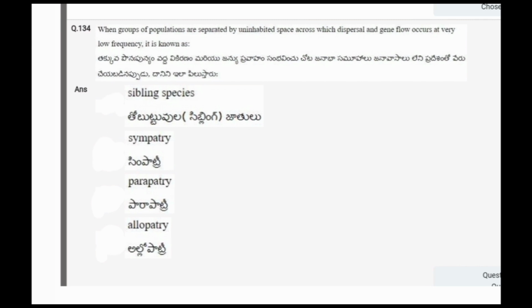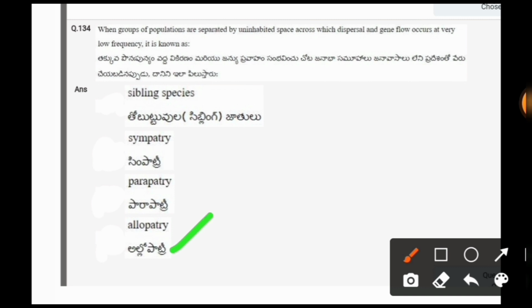Next one. When groups of populations are separated by uninhabited space across which dispersal and gene flow occurs at a very low frequency, it is known as. The options are sibling species, sympatry, parapatry, allopatry. The correct option is the fourth one, that is allopatry.